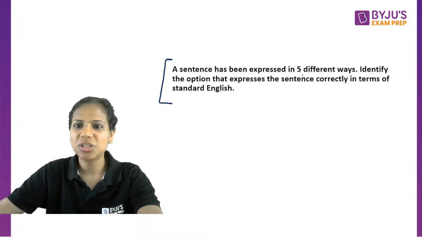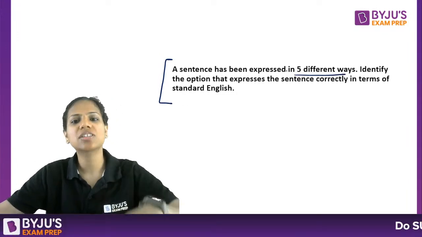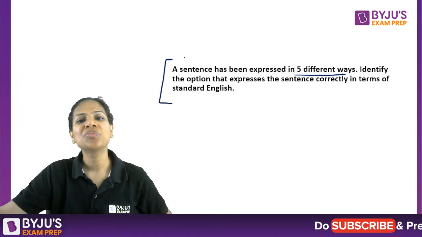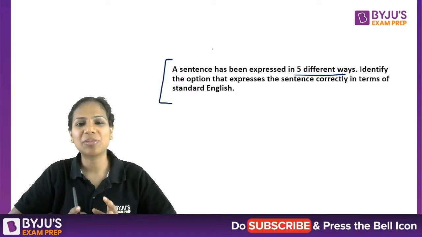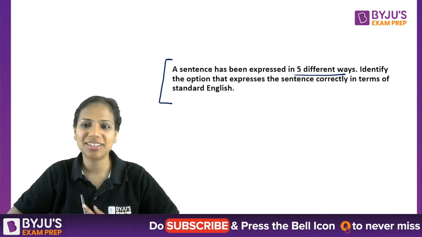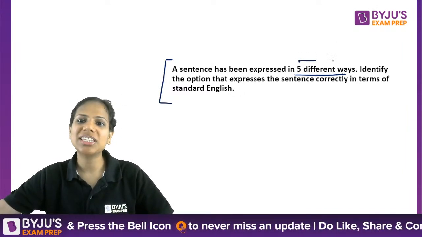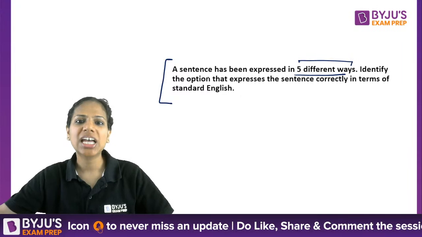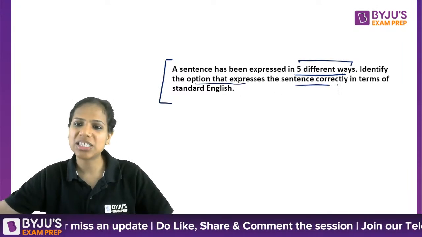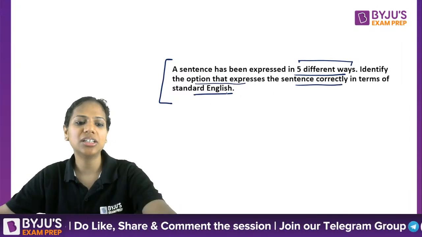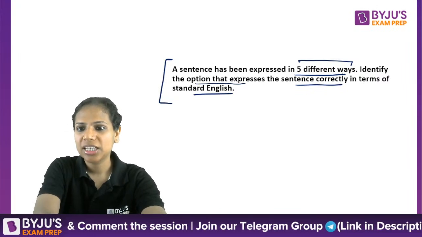A sentence has been expressed in 5 different ways. Now, this is just another way of asking you. Basically, all your grammar questions are ultimately making you spot errors, right? So this is just another way of making you spot errors. You have one sentence expressed in 5 different ways. Identify the option that expresses the sentence correctly in terms of standard English. Right?